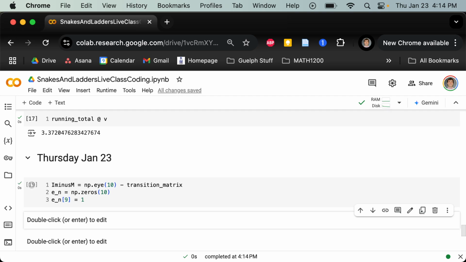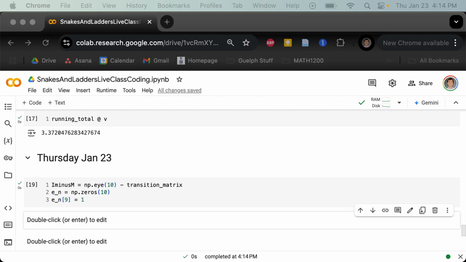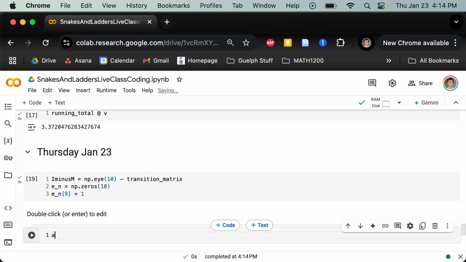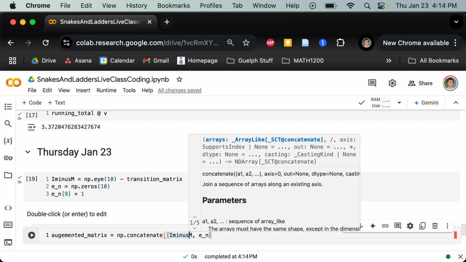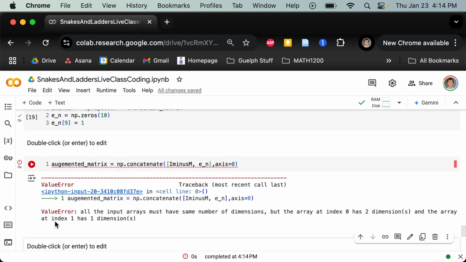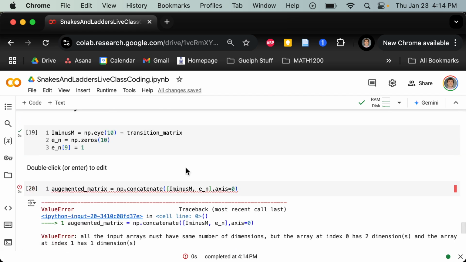And now I've got to stack them on top of each other. Now I don't remember how to stack them on top of each other. So I'm going to look at my cheat sheet, which is my answers from earlier, to see how you stack them on top of each other. It's the command concatenate. Okay, so to concatenate them, we're going to do augmented matrix. I don't know what this C underscore is, but it's concatenate. Then you stack them together like this with a square bracket, and you do it on axis equals 0. Okay, it doesn't like me.